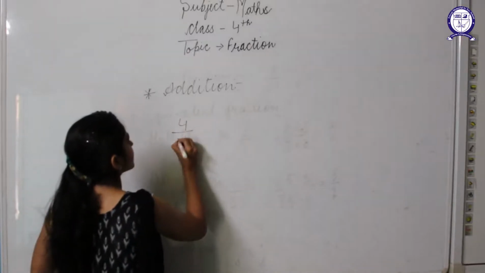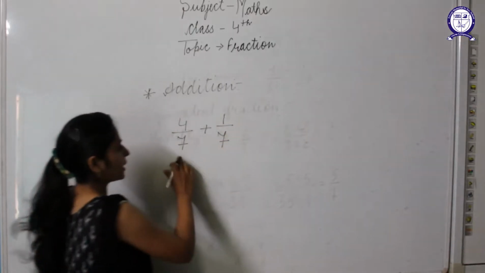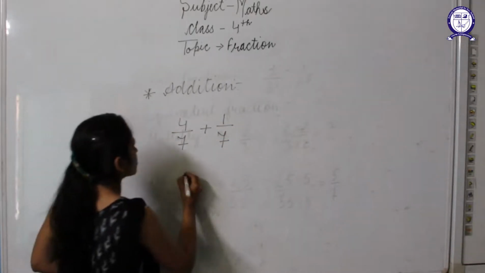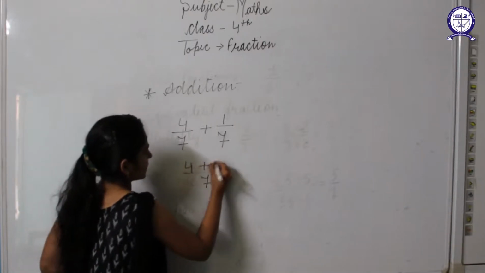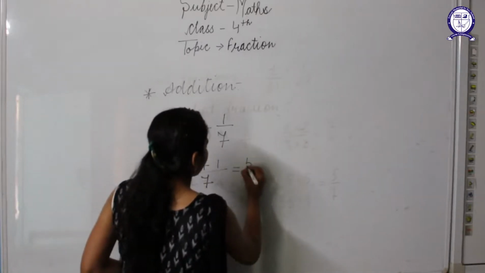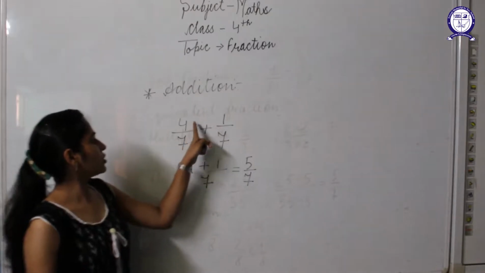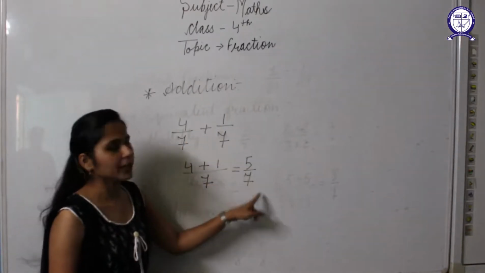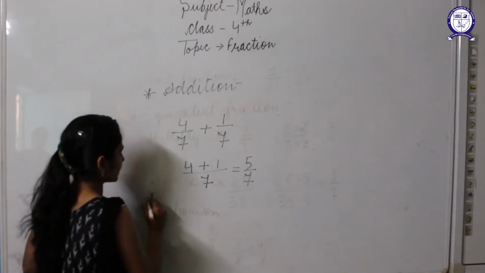So 4 by 7 plus 1 by 7. Here the denominator is the same. So we will write 7 as the denominator and in the numerator 4 plus 1. Now 4 plus 1 gives us 5, and by 7. So after addition of 4 by 7 and 1 by 7 we get 5 by 7, students. Like this only you will subtract like fractions.